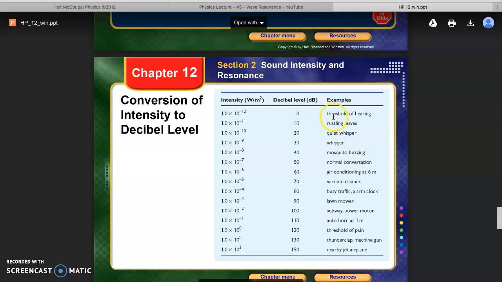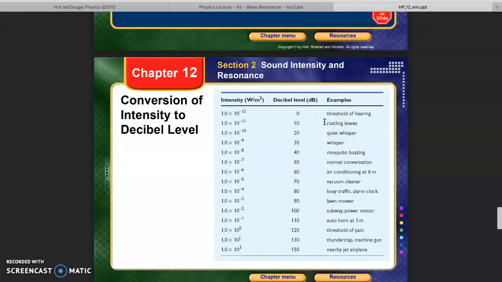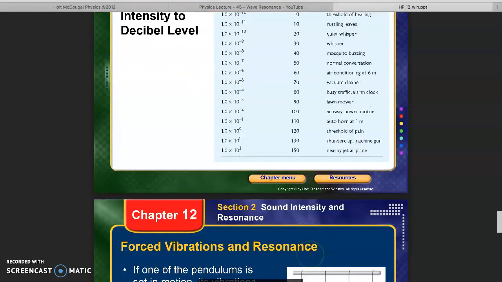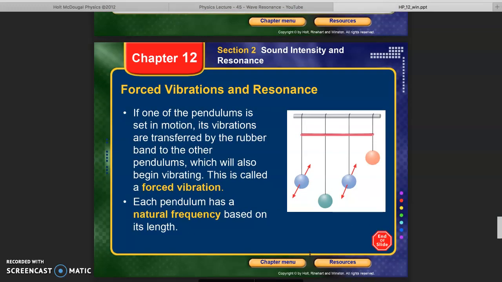So let's just look at the decibel levels of some common sounds. Rustling leaves, 10. A mosquito buzzing near your ear would be a 40. Your vacuum cleaner at home, which is pretty loud, would be 70 decibels. An auto horn at 1 meter, 110 decibels. The threshold of pain, so anything above 120 decibels is going to hurt your ears. A thunderclap or machine gun, which we know could actually hurt your ears, is 130, and a jet airplane nearby would be 150. That's why people who work near airplanes at the airport have to wear protective hearing devices. And then we're going to be talking about resonance.